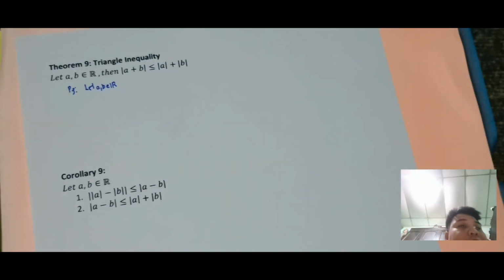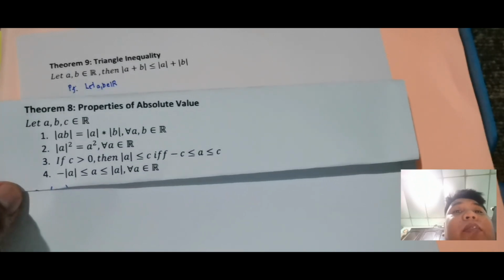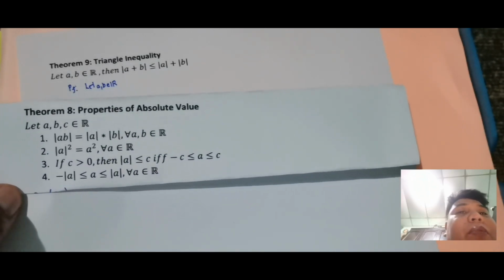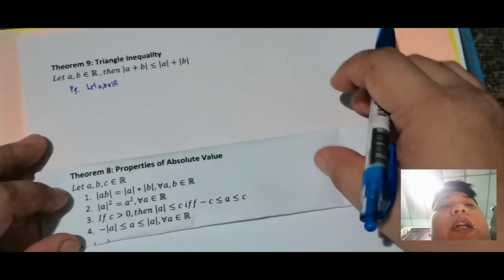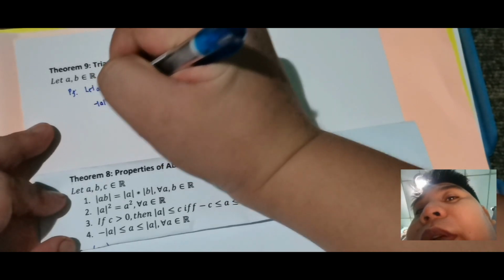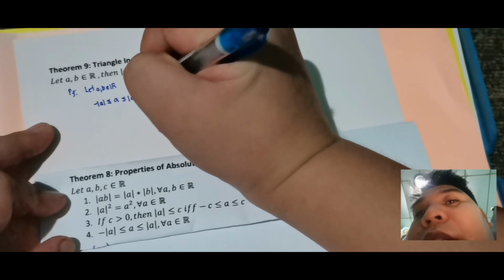Okay, so by assumption, let A and B be elements of the real numbers. Now, let's go to theorem number 8, the properties of absolute value. Do you see number 4? It says that for all A in the real numbers, I can write it in this form. Since A is an element of the real numbers, I can write negative absolute value of A less than or equal to A less than or equal to absolute value of A.